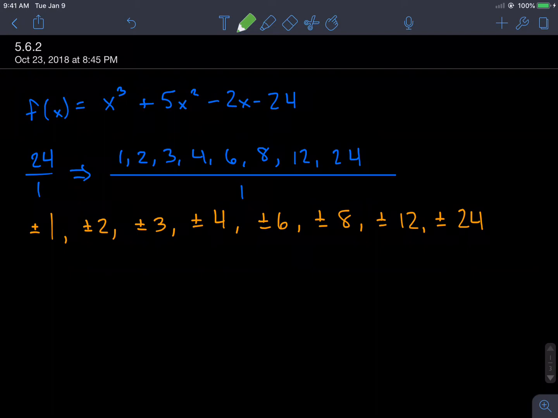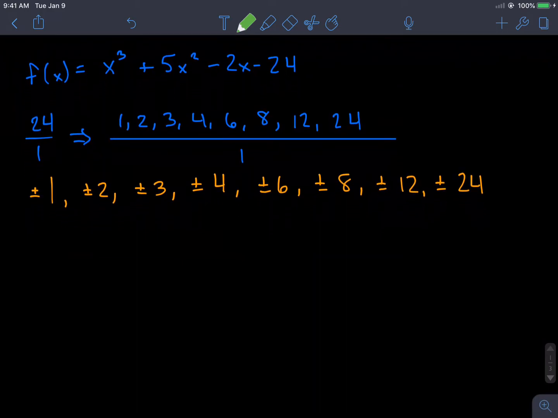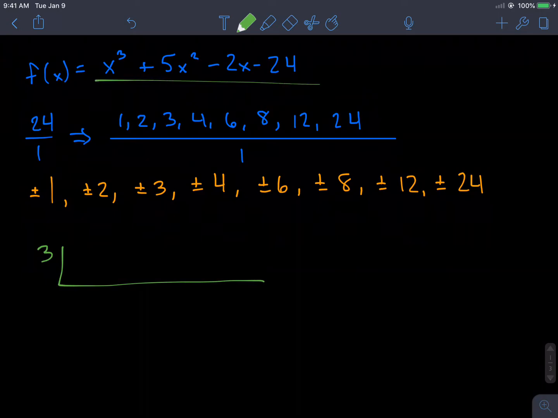So when you choose one to guess or start with, I would choose one. 1, 2, or 3 is probably a good place to start. And the fastest way to check if something's a zero is going to be using synthetic division or substitution. So let's go with 3. Let's see if 3 is a zero to this polynomial. So we're going to do synthetic substitution with 3.